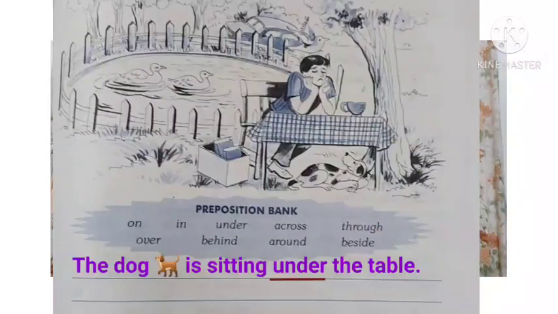Now let's do the next one also, exercise B. Again, you have to look at the picture and describe it using the prepositions. They have given a list of prepositions, a preposition bank. We have to select suitable prepositions from the preposition bank and describe the picture given above. Let's look at the picture and try to describe. The first sentence: the dog is sitting under the table. Here it shows the position of the dog. Where the dog is sitting. It is sitting under the table.